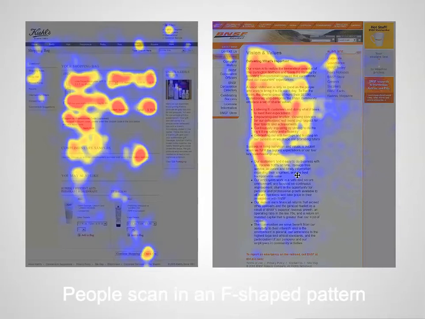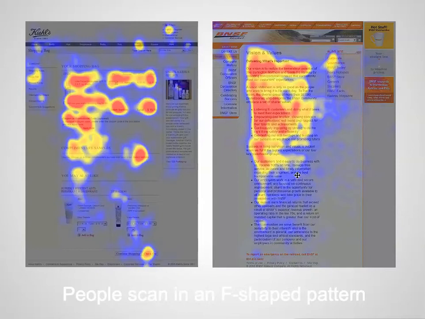This has several implications. This means that you need to have the really important information that people are looking for at the top left. That's why the logo is almost always at the top left. You need to have those headlines up at the top, and anything at the bottom is not going to be seen as much. So you don't want to put really important stuff down at the bottom.